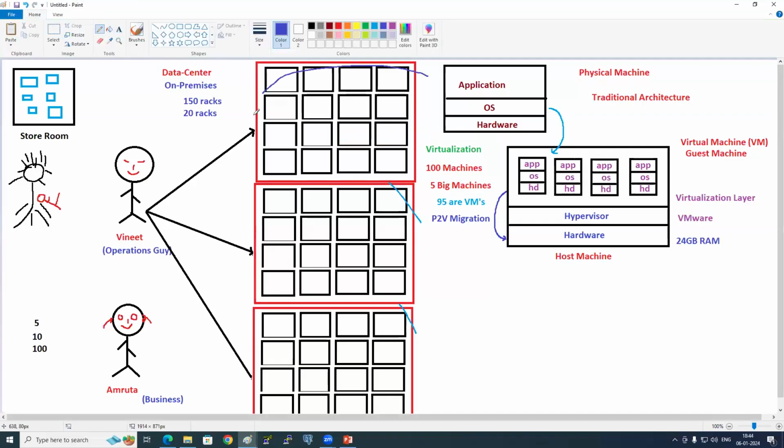And this data center will also be out of space, or no? After some time, it will be out of space, right? Yes or no? After putting so many servers, this will be out of space. So as Amruta is getting more and more business, Vinith is setting up more and more servers. More business, more host machines, more servers.